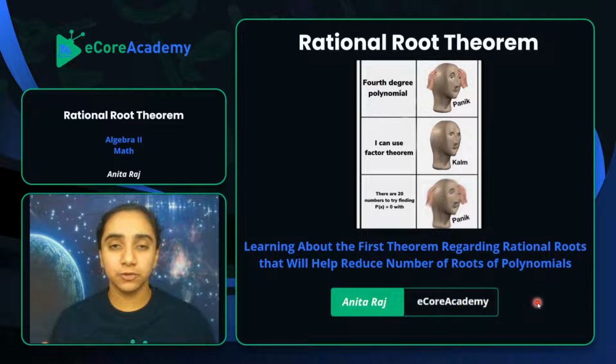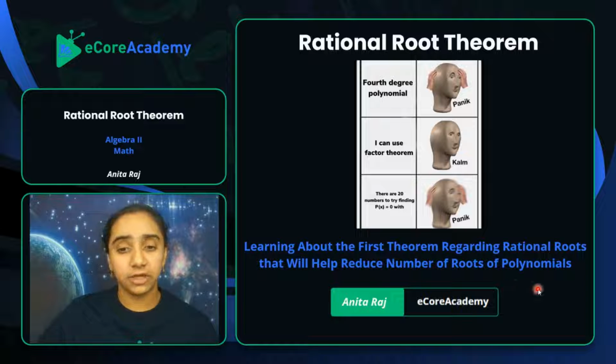But this rational root theorem that you see up here, it's really useful when it comes to finding the solutions specifically of polynomials. So before we even divide, to figure out how many solutions a polynomial is going to have, the rational root theorem is going to help us with that. I next want to show you what we're going to be learning about in this video.